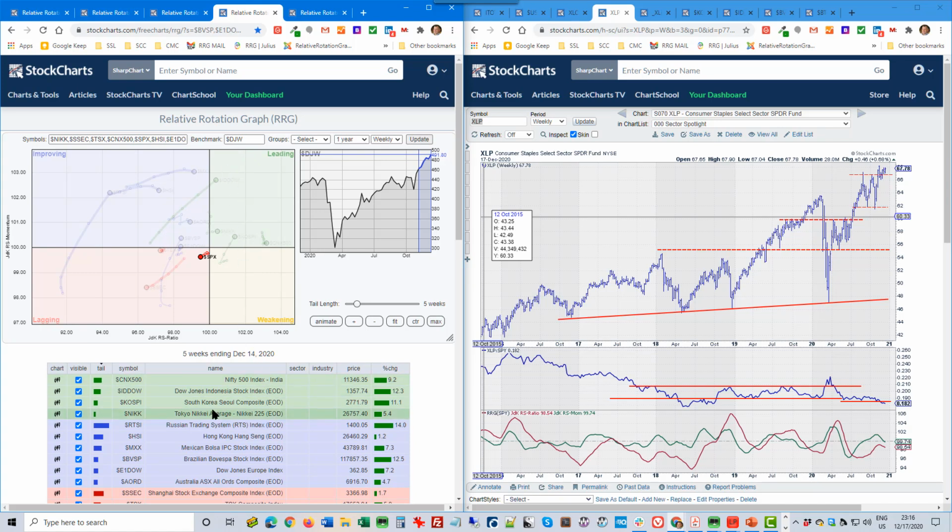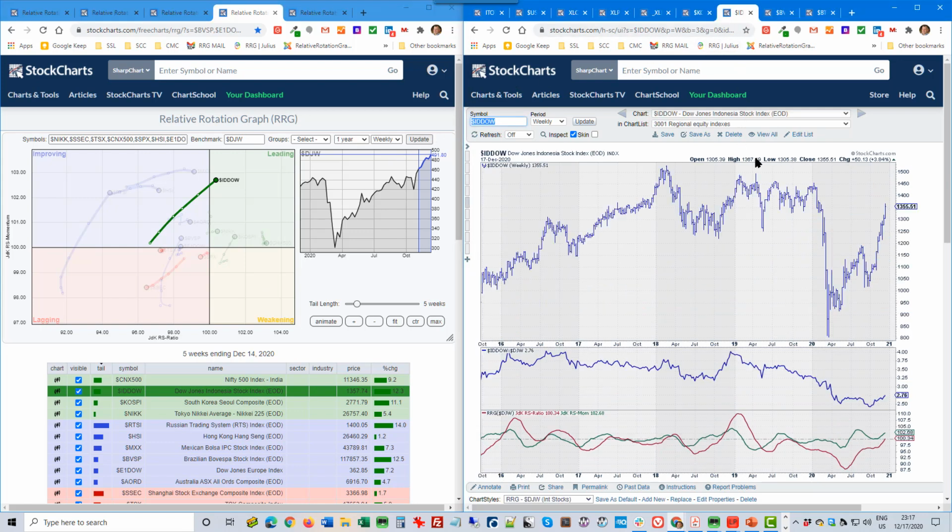Now there are a bunch of countries that are doing a lot better, or have been doing a lot better. That's like India, the Kospi, Korea, and the Nikkei. Those countries have moved really, really rapidly. If you look at the individual charts, you will see that it looks as if it's just the beginning in terms of relative strength. What I do like here is, for example, Indonesia, which is powering into the leading quadrant.